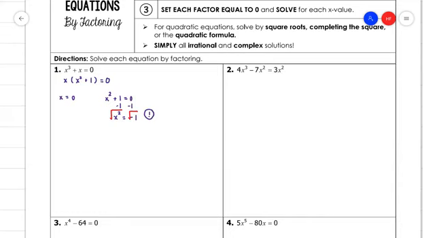And so the square root of -1 is called i, which is the imaginary number. Whenever we have the square root of a negative number, we'll take i out and then simplify from there. So our zeros, our solutions, are 0 and plus or minus i.